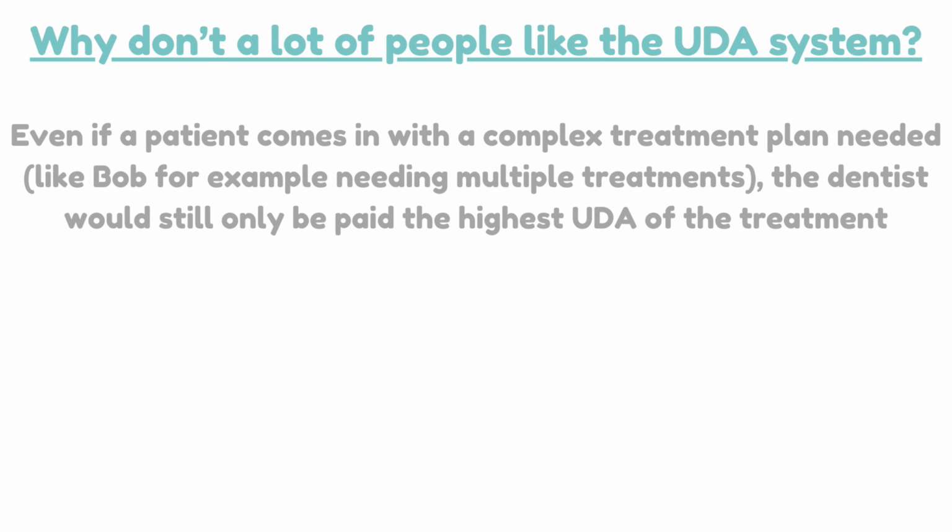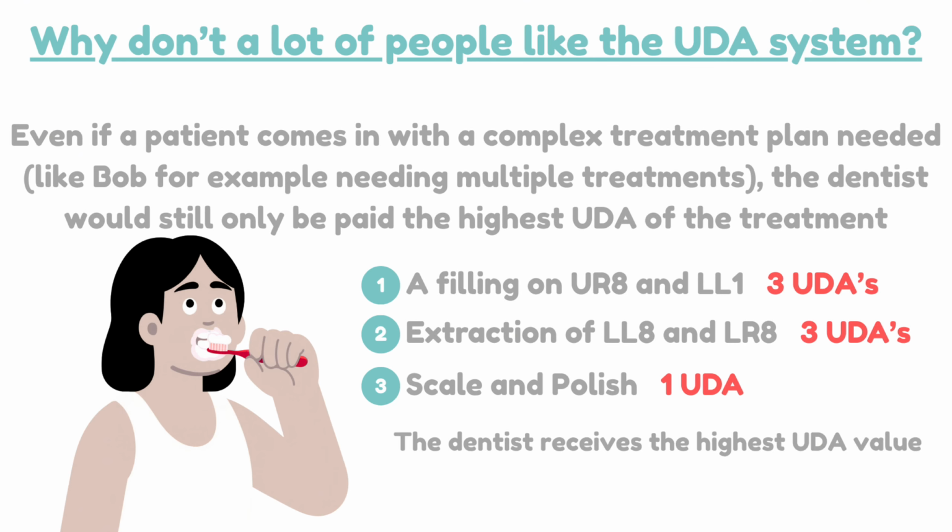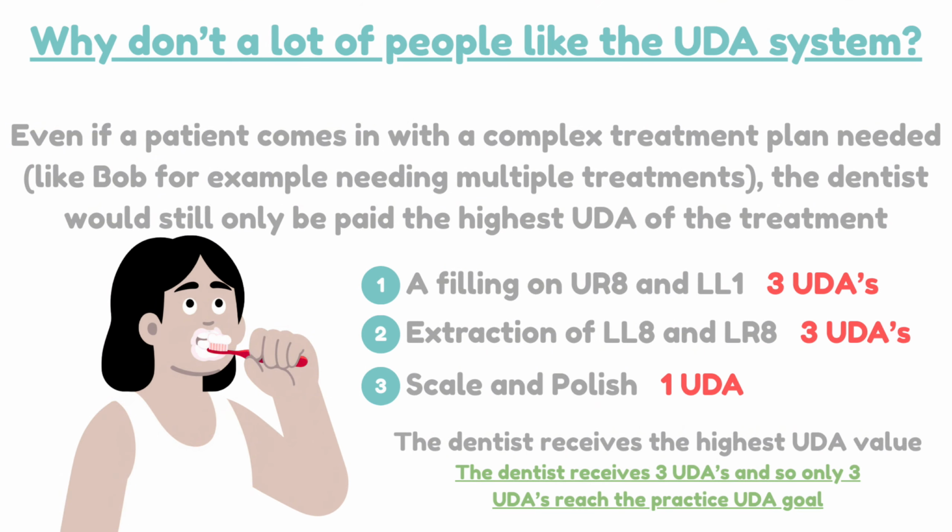So even if a patient comes in with a complex treatment plan needed, like Bob, for example, who needed multiple treatments, the dentist will still only be paid the highest UDA of the treatment. So if we look at Bob's treatment plan, the fillings will be 3 UDAs, the extractions will be 3 UDAs, and the scale and polish would equal 1 UDA. So the dentist will actually receive the highest UDA value, so the dentist will receive 3 UDAs, and so only 3 UDAs reaches the practice's UDA goal.